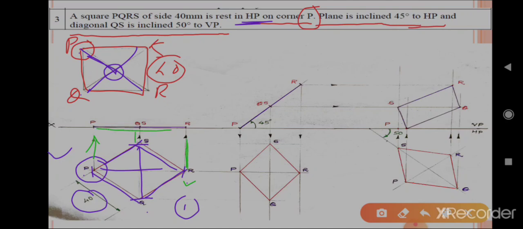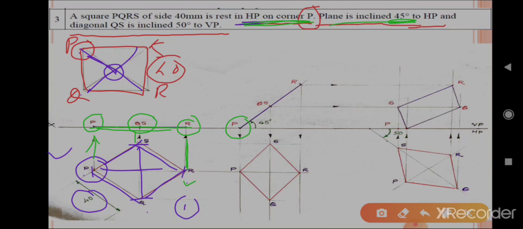Then draw the vertical projection lines and then draw the horizontal line. We get the points P, Q, S and R simply on the XY line, resting on the horizontal plane. So the condition given is that point P is resting on the horizontal plane, corner P is resting on the horizontal plane, and the plane makes an angle of 45 degrees.